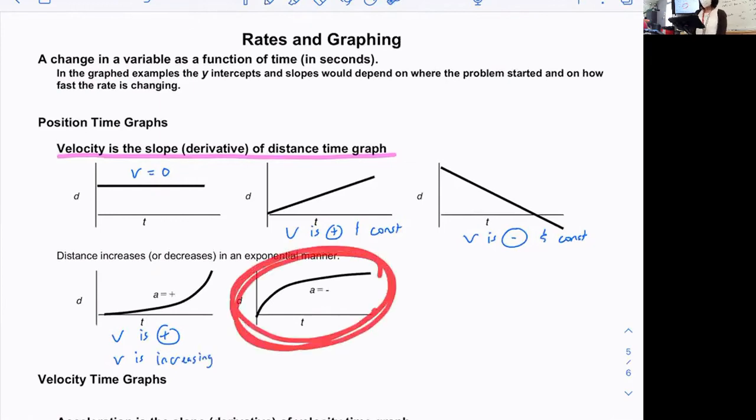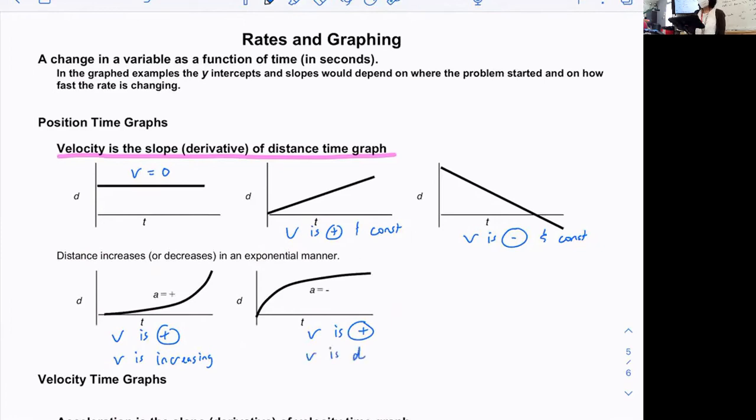What if I were to do my descriptors for this graph? For this graph, my velocity is what? It's still a positive velocity, but velocity is decreasing. Okay, now I'm going to give you the descriptor. Velocity is negative. Velocity is increasing. Can you draw that? Sketch it out. What would that look like? So velocity is increasing means my slope is getting bigger. So my slope is getting steeper, but it's a negative slope. So that means I'm going to be like this.